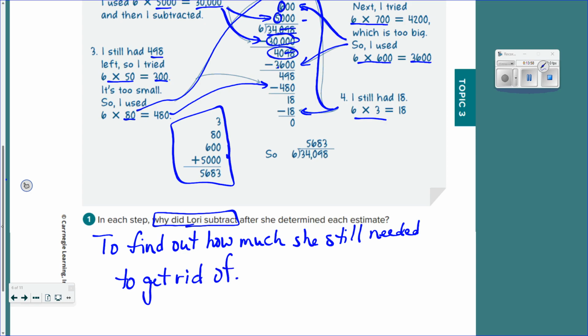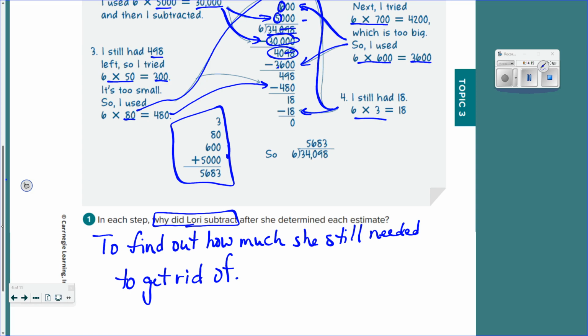That's all she's doing. She's taking each of her estimates and then subtracting it to figure out how much more she still needs to get rid of. And she keeps doing that until she gets down to 0. So given that concept, does that strategy kind of make sense to you now?